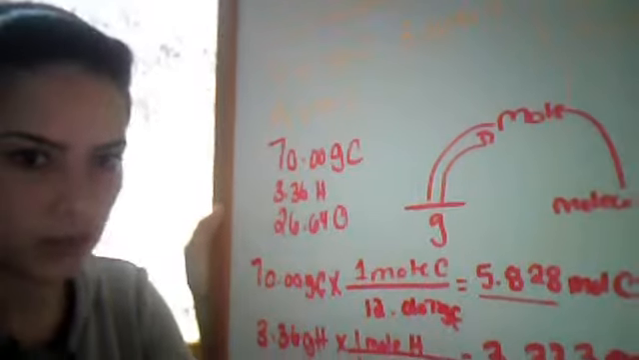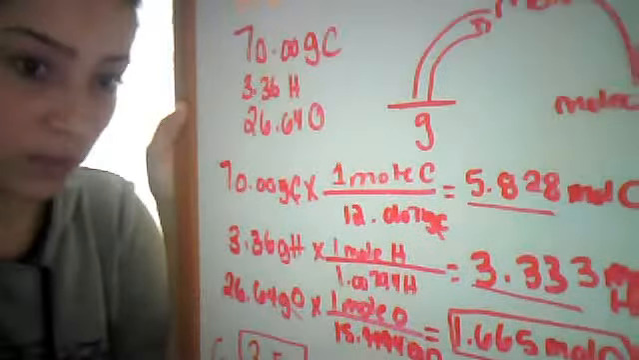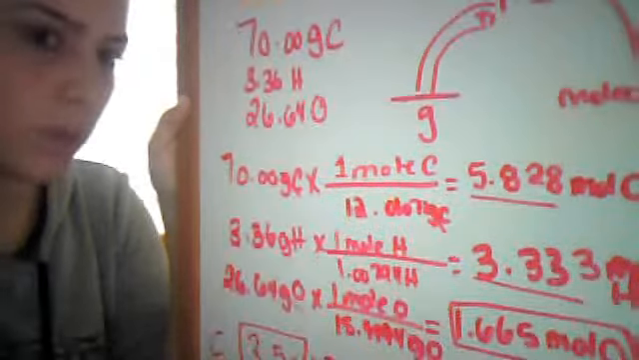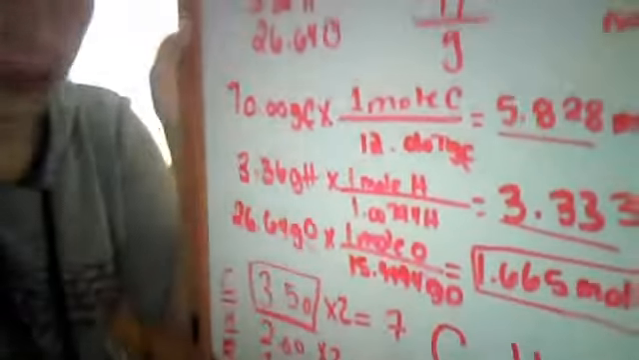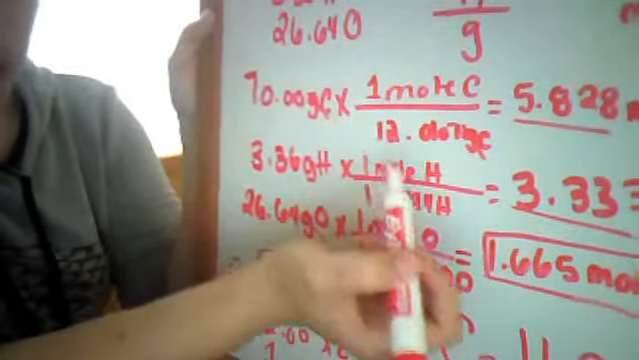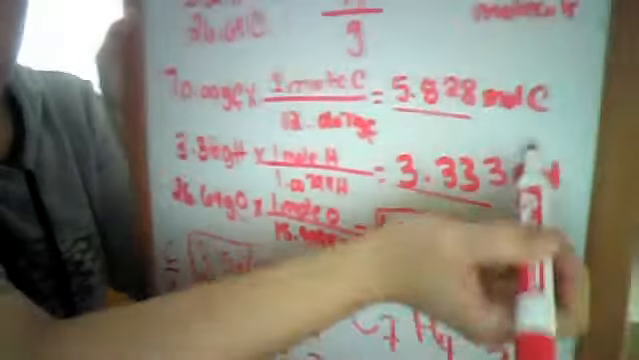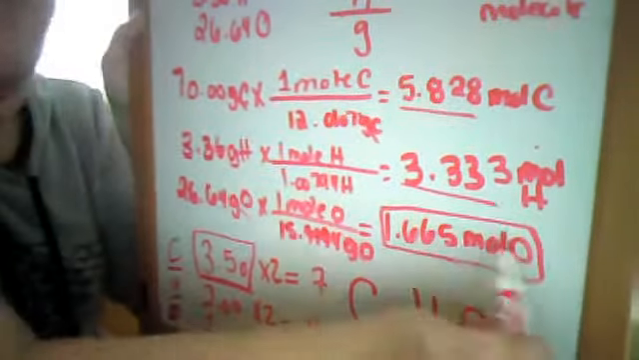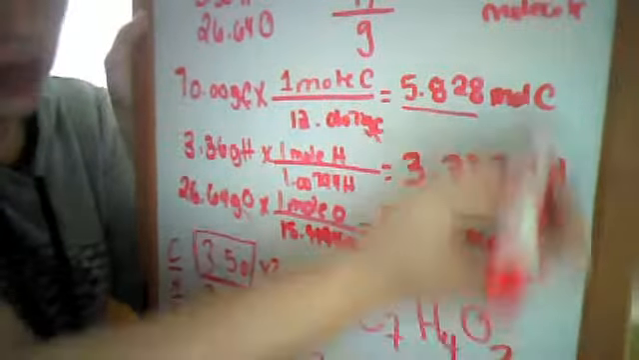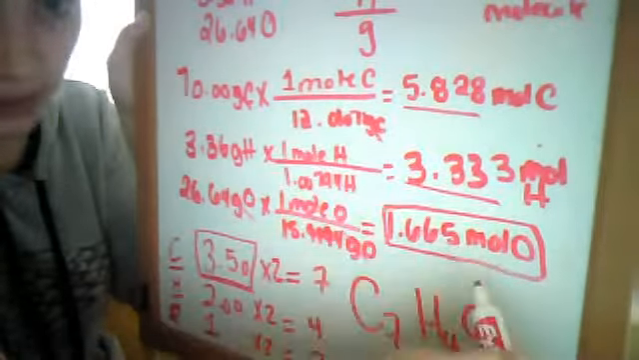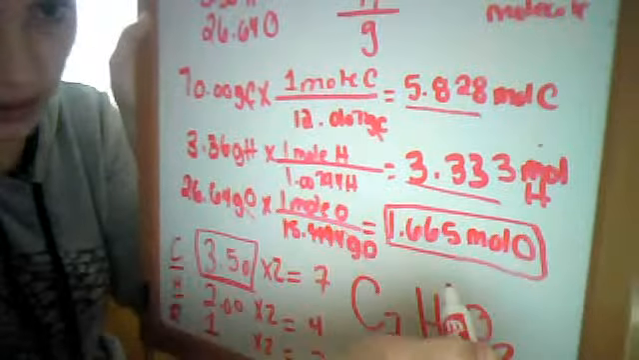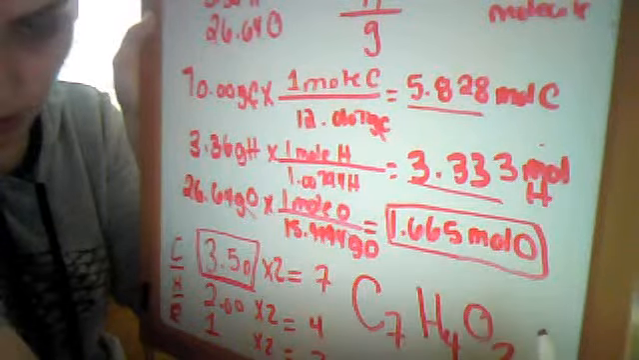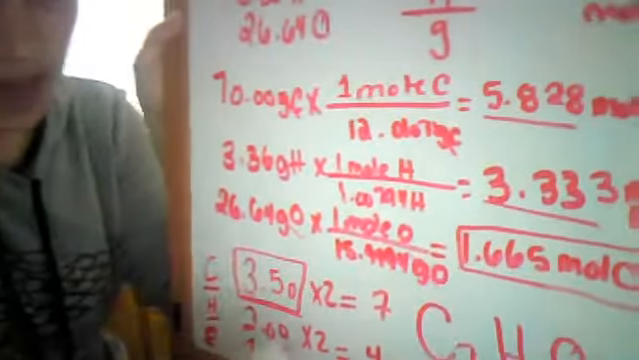We had a percentage. We converted these to grams. Then we looked at the periodic table to see how many grams in each element, and we got 5.828 moles of carbon. Same thing with hydrogen, same thing with oxygen. Then we look at the least number from these numbers right here. It's 1.6665 moles of oxygen.